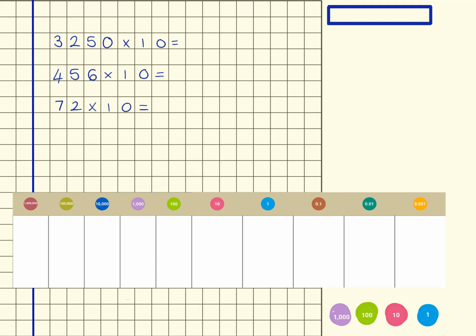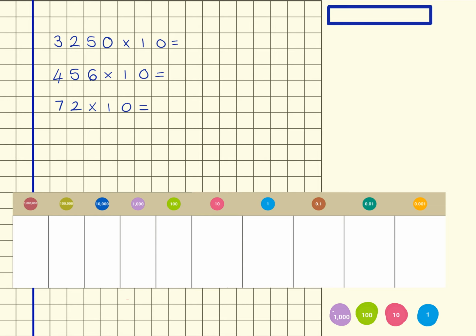Multiplying numbers by 10. When you multiply a number, it becomes bigger. So say, for example, you have 2 and you multiply it by 5, you would have 5 lots of 2. The number has become 5 times bigger. Therefore, when you multiply a number by 10, it becomes 10 times bigger.